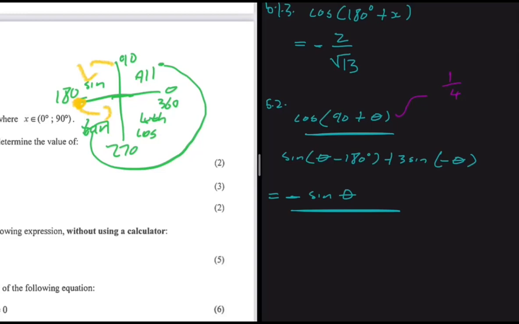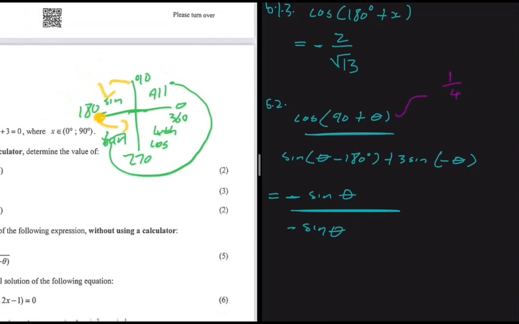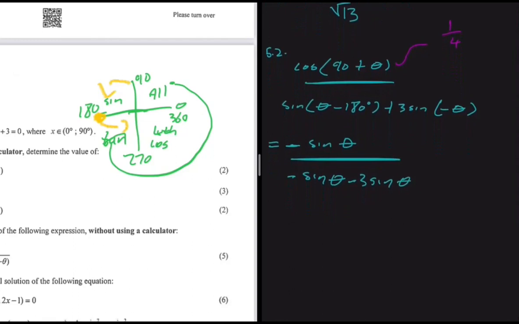Is sine positive or negative in the third quadrant? Clearly, it is negative because sine is only positive in the first and the second. So here we're going to have minus sine of theta, and then we have plus 3 sine of minus theta. We can just pull the minus out, and then you're just going to have minus 3 sine of theta. There isn't much we can do there. We just have minus 3 sine of theta.